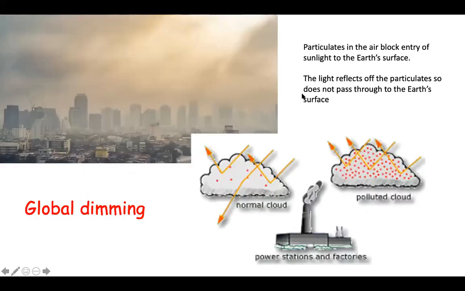Global dimming, we talked about that a bit. So particulates in the air block the entry of sunlight to the surface. So the light gets reflected off the particles, so it doesn't reach the surface. So that has consequences such as maybe not getting enough sunlight, or it just being dark or smoggy, etc. Okay, there's two little exam questions here. Have a go at them. This one here is worth 4 marks.